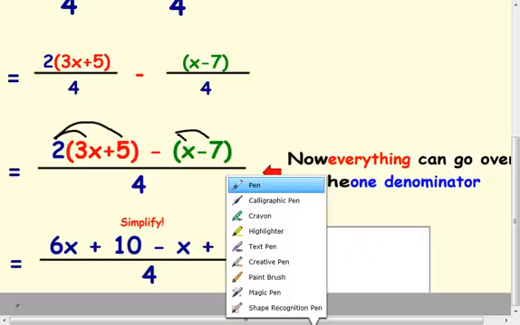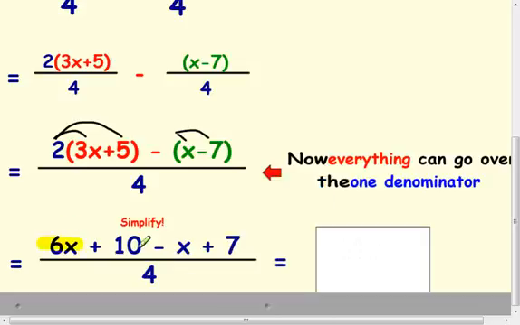Okay, let's finish up on this one then. 6x take away x, that's 5x, and 10 plus 7, 17. So final answer, 5x plus 17 over 4.